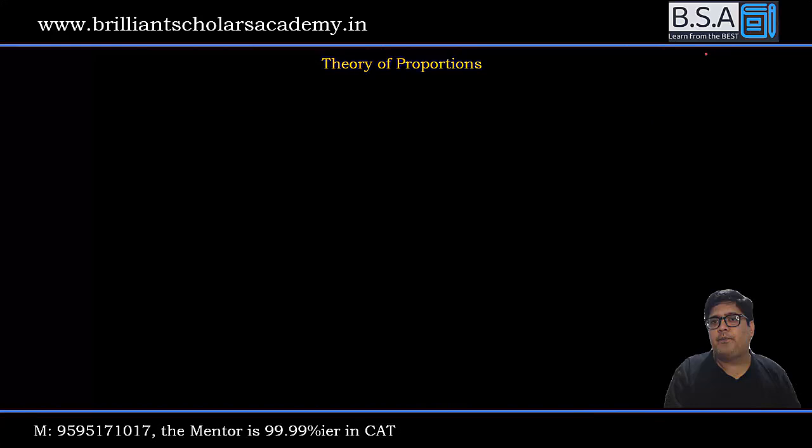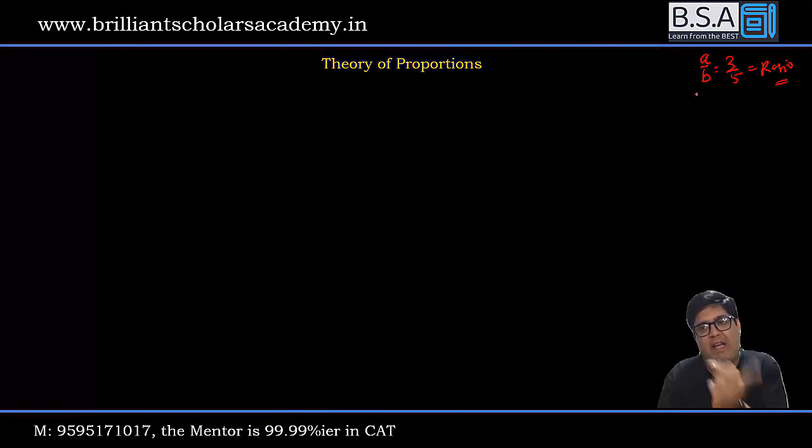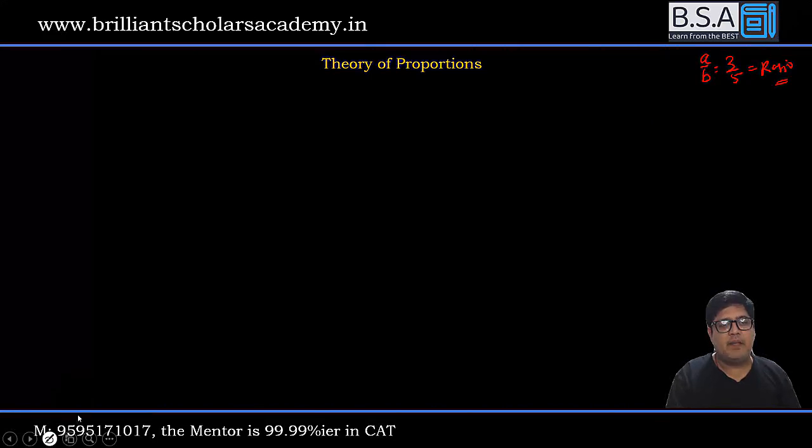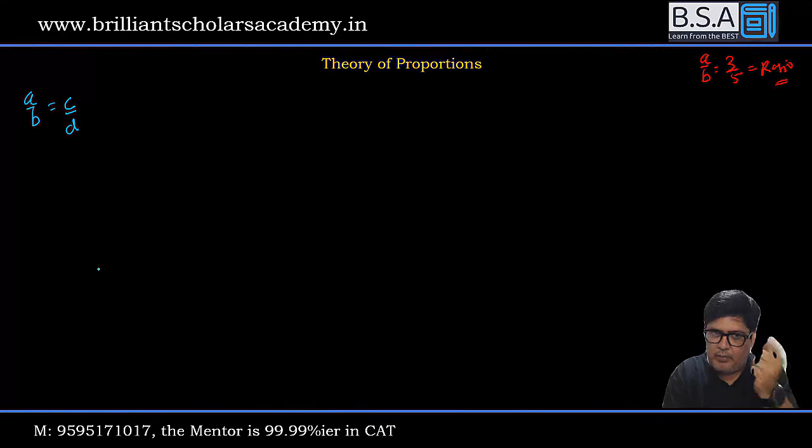See, when I give you A upon B as 3 upon 5, that is called a ratio. A by B is a ratio and the value of that ratio is 3 by 5. When two terms are divided, what we create is a ratio. When we have equality among multiple ratios, if I say A upon B is equal to C upon D, that is called a proportion. Equality between two or more ratios is called a proportion.